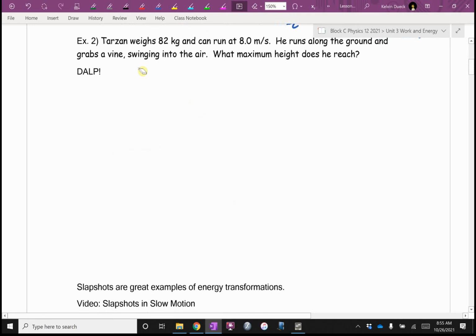Example 2. Tarzan weighs 82 kilograms and can run at 8 meters per second. He runs along the ground and grabs a vine, swinging into the air. Liz, what's this wanting me to find? Height.